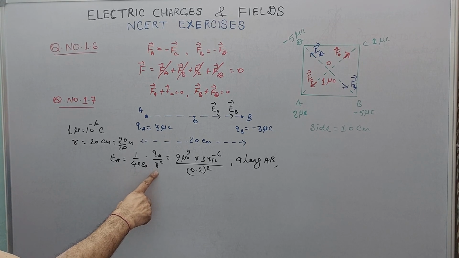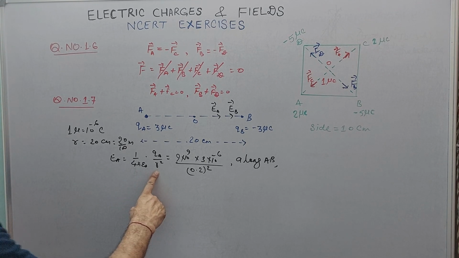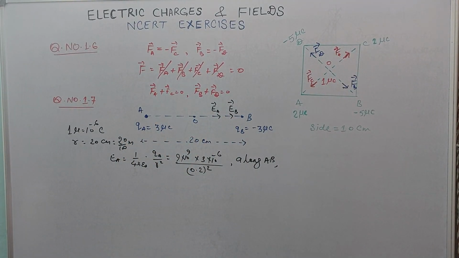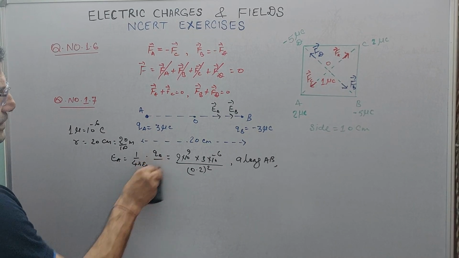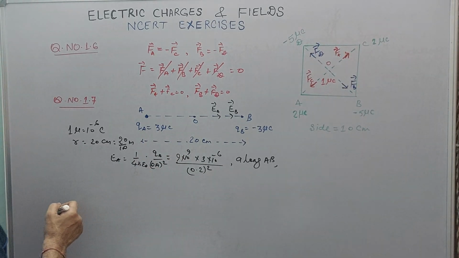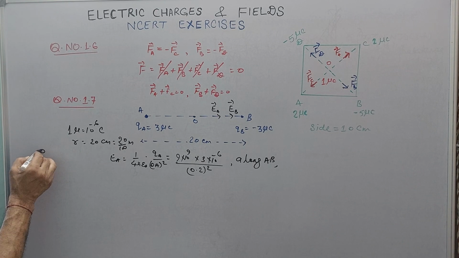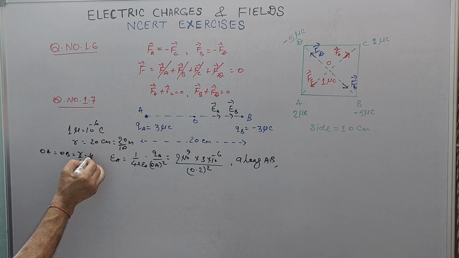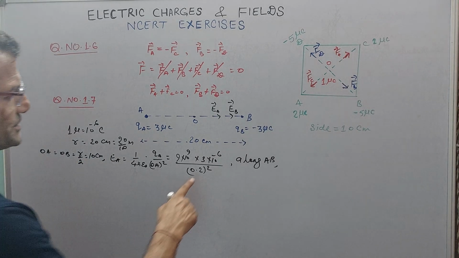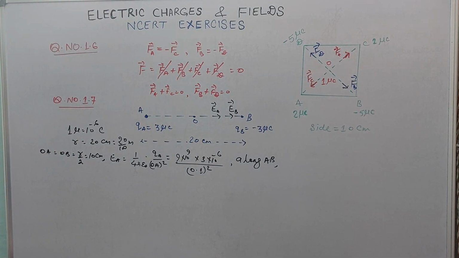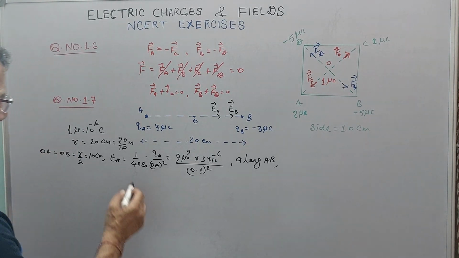This is R. We have to make a small correction here. This R is between AB, but we need OA. So OA will be the value here. This is the square of OA. OA is the midpoint, so OA is equal to OB is equal to R divided by 2. It means 10 centimeter, and 10 centimeter means 0.1 meter. So this is the value of EA, and now EB.